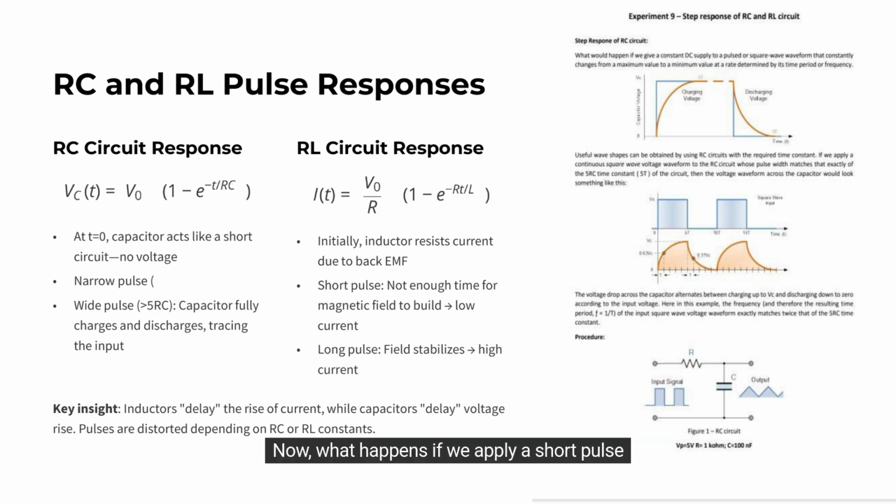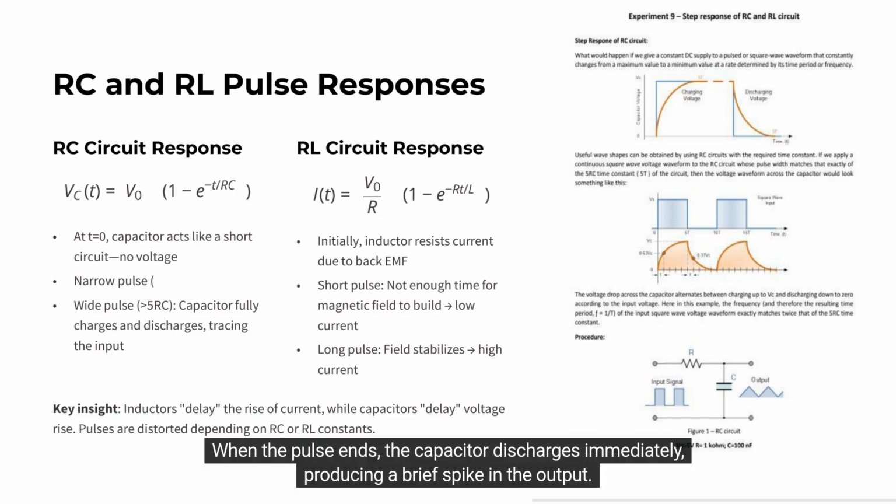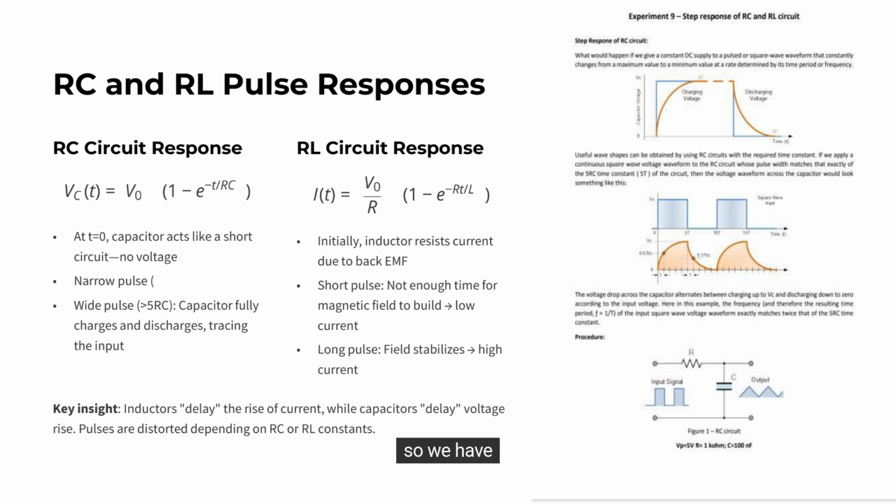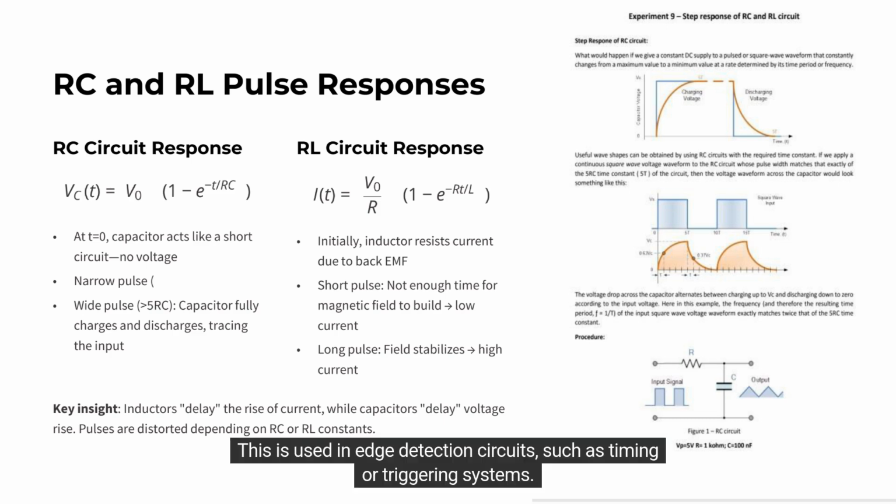Now, what happens if we apply a short pulse, one that turns on only briefly before turning off? The pulse is too short for the capacitor to charge significantly. The voltage only rises a little before the pulse ends. When the pulse ends, the capacitor discharges immediately, producing a brief spike in the output. Because the capacitor only responds to the edges of the pulse, the circuit acts like a differentiator, so we have a positive spike on the rising edge and negative spike on the falling edge. This is used in edge detection circuits, such as timing or triggering systems.